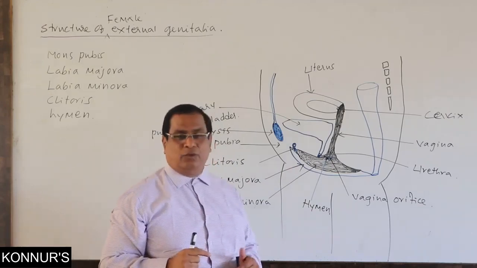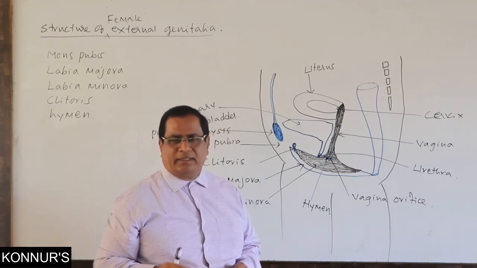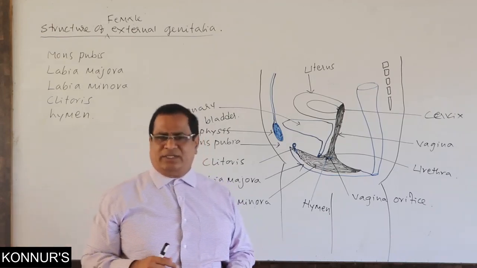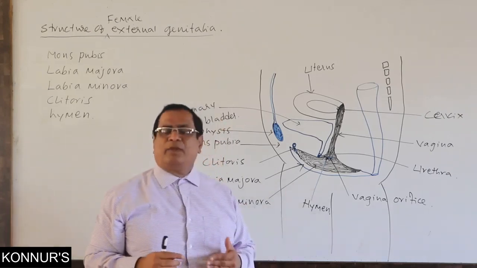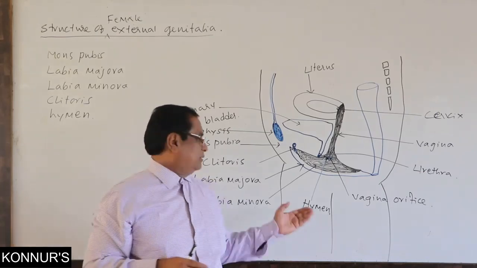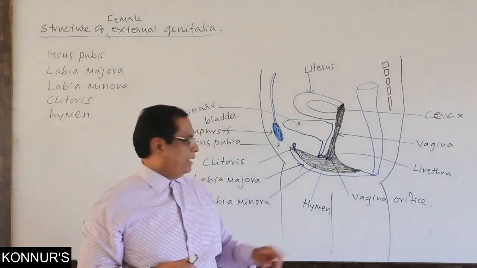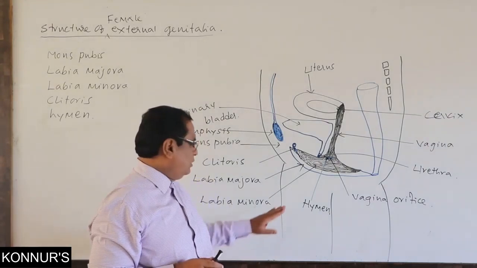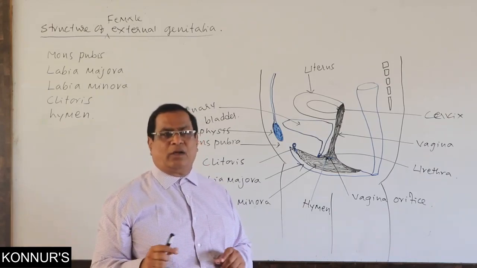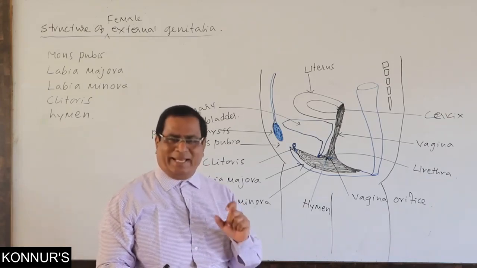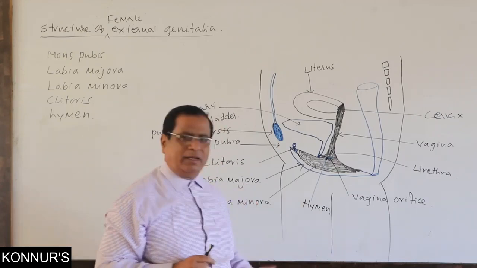And this membrane usually will be broken at the time of first sexual intercourse or coitus. Sometimes during sports activities like horse riding, even bicycle riding, that hymen may be broken. And in some women, this hymen may remain after first sexual intercourse as well. And this hymen is not the indicator for virginity or sexual experience, because during sports activity also it will be broken.